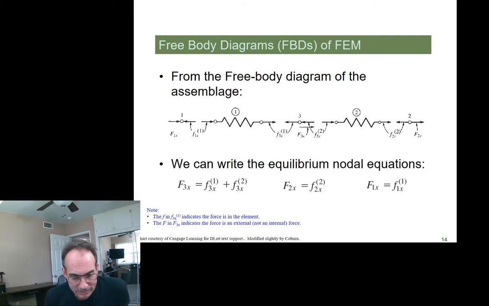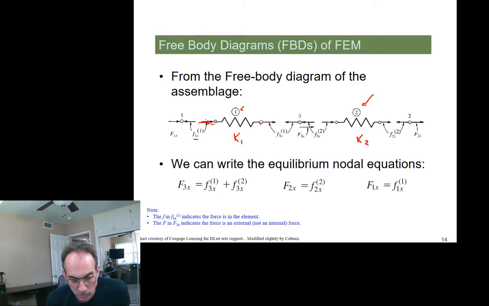Okay. So we can see we have element 1 and element 2. Element 1 goes from 1 to 3, and element 2 goes from 3 to 2. We've got a spring constant for 1, which we call K1, and a spring constant for 2. We've got a force, F1x, in the positive direction.